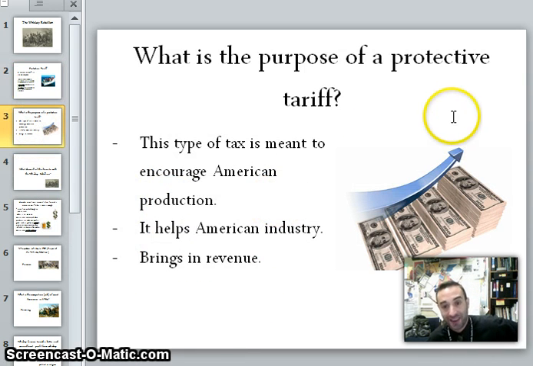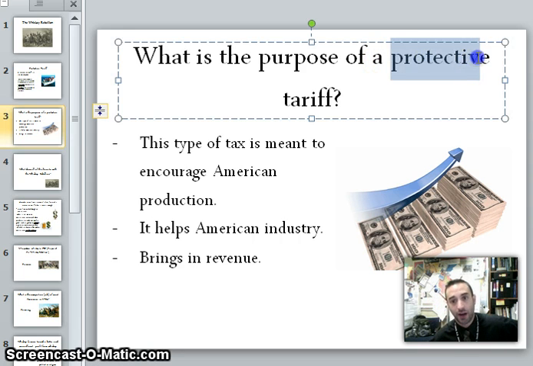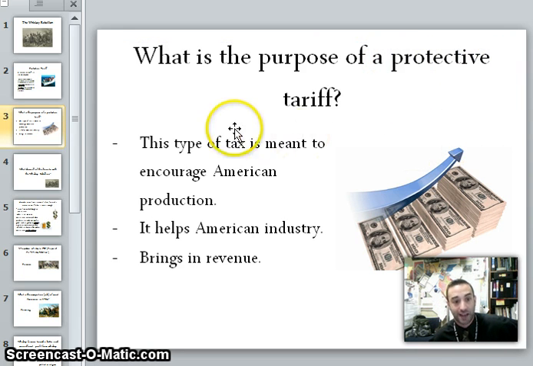So what is the purpose of a protective tariff? And it's actually in the name, right? A protective tariff protects something. So what does it protect? What does this tax protect? So this type of tax is meant to encourage American production, right? And it does this by protecting American business, right?